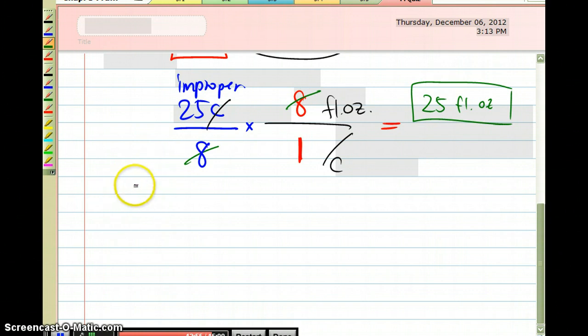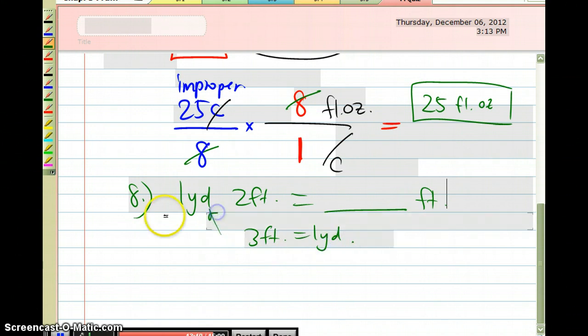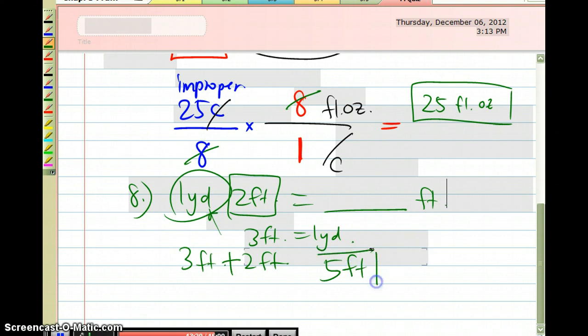Last question that I'm going to do is, how about number 8? Okay, 1 yard and 2 feet is equal to how many feet? The conversion is 3 feet is 1 yard. So actually that already tells us that this is going to be 3 feet. And if I have 3 feet with the 2 feet, then I just add those two up and get 5 feet. Okay.